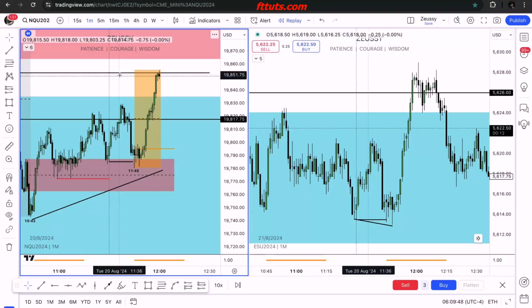Because you know that you are holding yourself back by taking C+ setups. Focus on the A+ setups. And that is what I want you to begin focusing on moving forward.